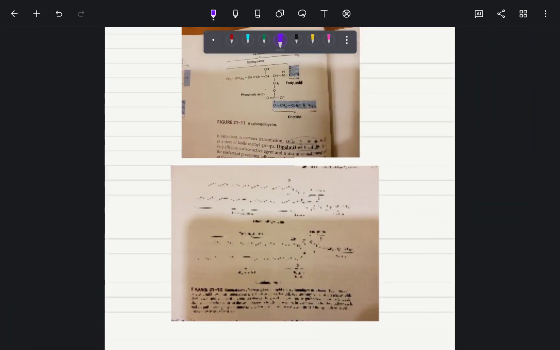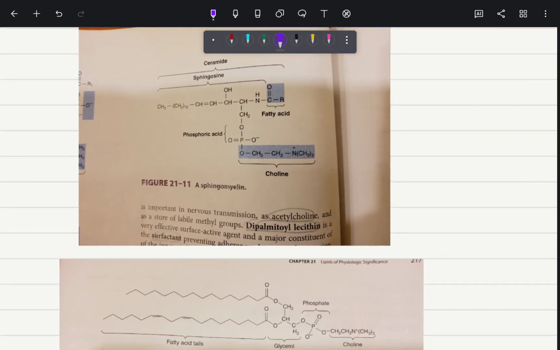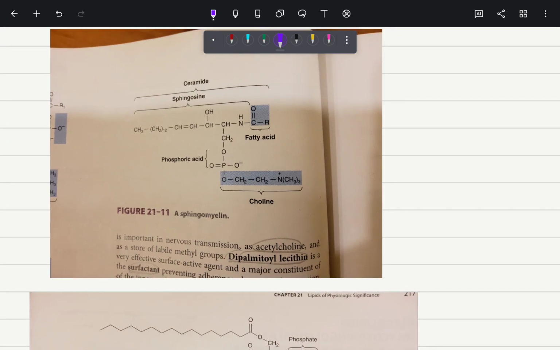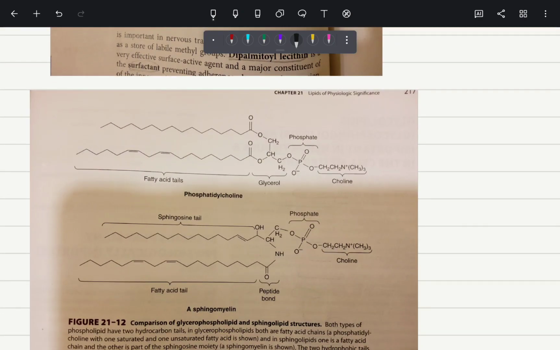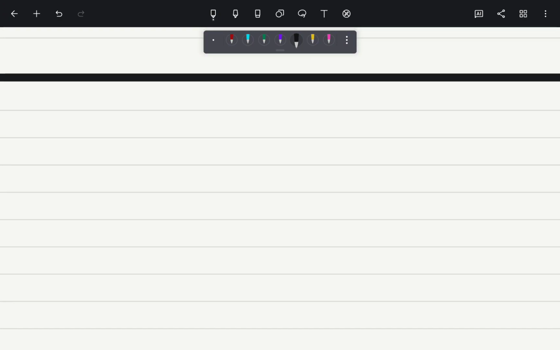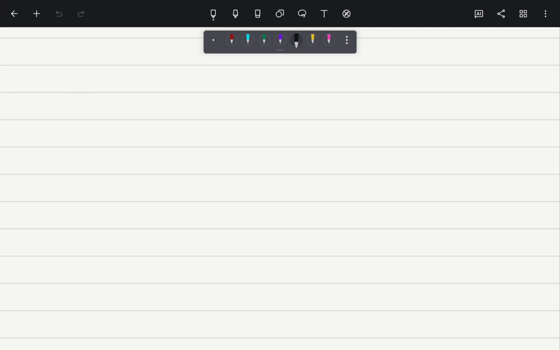And as you can see here, this is the diagram that is taken from your biochemistry textbook, which is quite confusing, but don't worry, I will make it simple. And this is taken from your chapter 21, which is your lipids of physiological significance. You can read this chapter there if you don't understand anything. Okay, so first we will draw the structure of phospholipid.